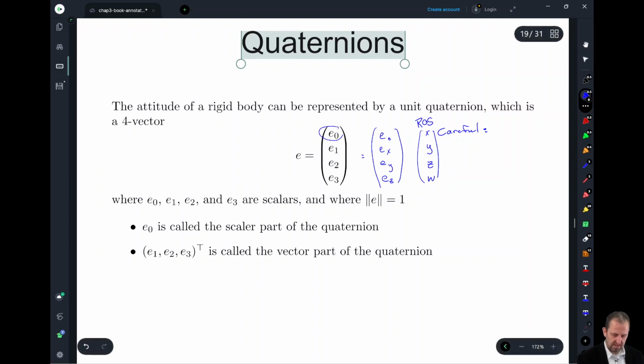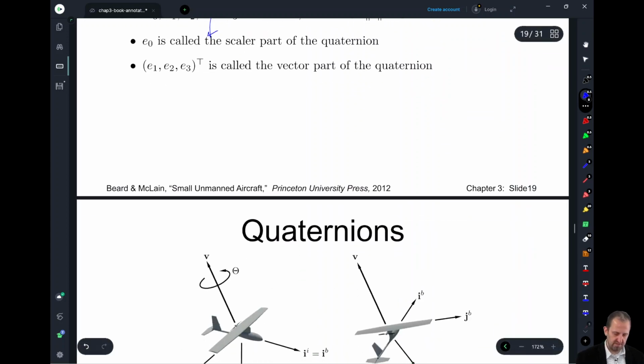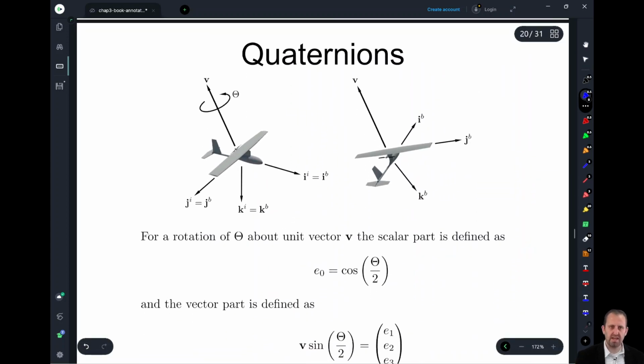The top component, E naught, is called our scalar component of the quaternion, and we refer to E sub 1 through 3 as the vector part of the quaternion. Now, if you recall from a previous lecture, any rotation can be described by a single axis of rotation and the amount of rotation about that axis. So here are our axis-angle rotation parameters, and we have our axis of rotation.